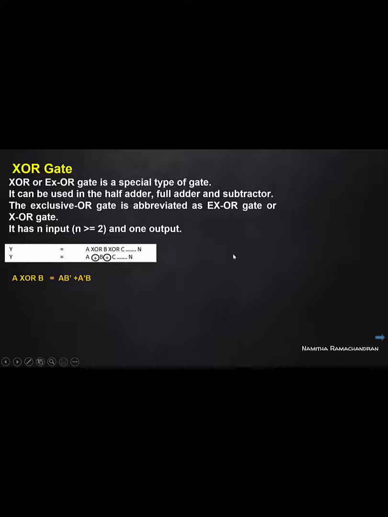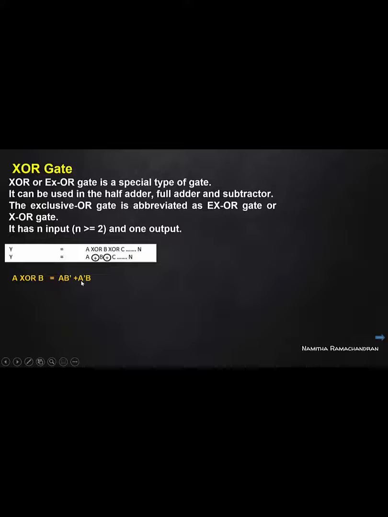Okay, and the meaning of this XOR operation is this. A XOR B means AND between A input and B complement. Then the result is ORed with A complement and B. Okay, so this is the meaning of our XOR logic gate. So always remember this expression. A XOR B means A input value is ANDed with the complemented form of B input.